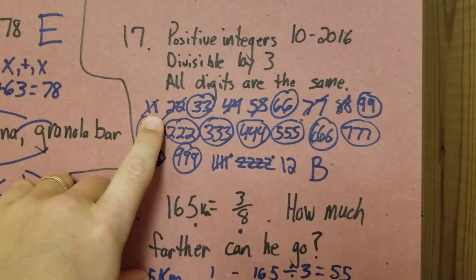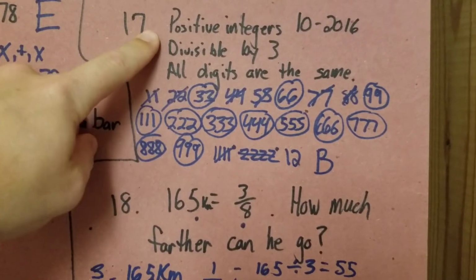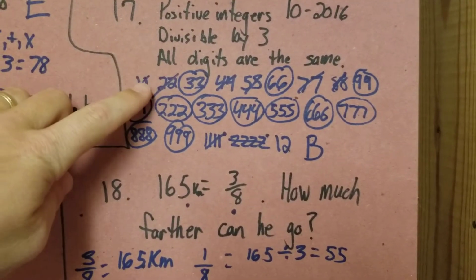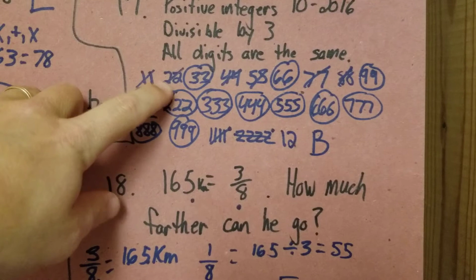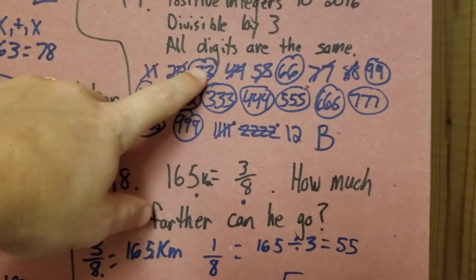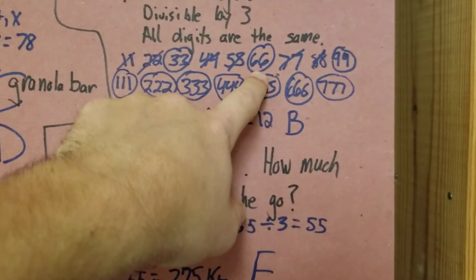So the first possibility would be 11, because it has all the digits that are the same, but it's not divisible by 3. 22 would be the next. It's not divisible by 3, right? So divisibility rules, 2 plus 2 is 4. 4 is not divisible by 3. 33. 3 plus 3 is 6. 6 you can divide by 3. 44, no. 55, no. 66 is a yes.